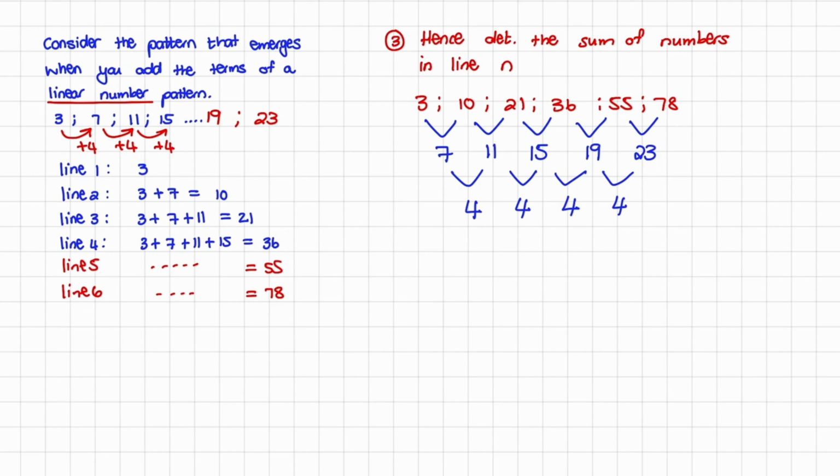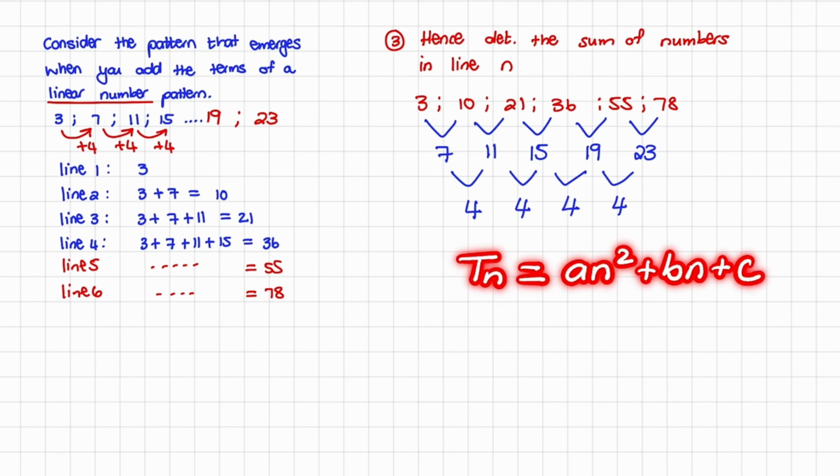And our third question is, determine the sum of numbers in line n. So they want us to continue this pattern up until line n. But we cannot continue just adding terms indefinitely, not knowing what the value of n is or where this pattern ends. What we need to do is use this quadratic number pattern, which we have identified in the previous question, to help us find a formula for n. So we will solve the general term for the quadratic number pattern.